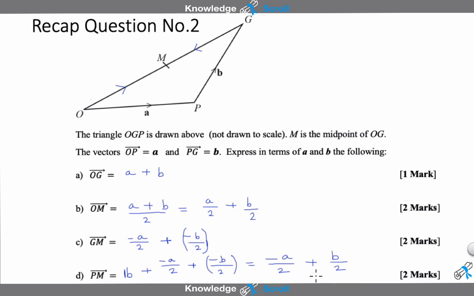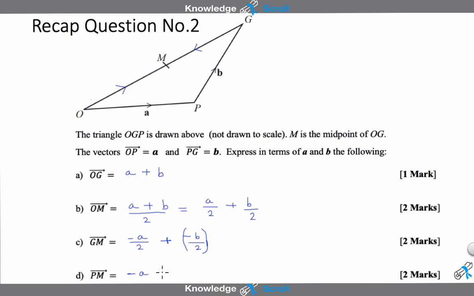Now that's one way of solving it. Now if we start over that question and I start at P, I could have also gone the other direction where I go from P to O and then from O to M. Now remember, P to O is the reverse direction, so that would be represented by negative A.